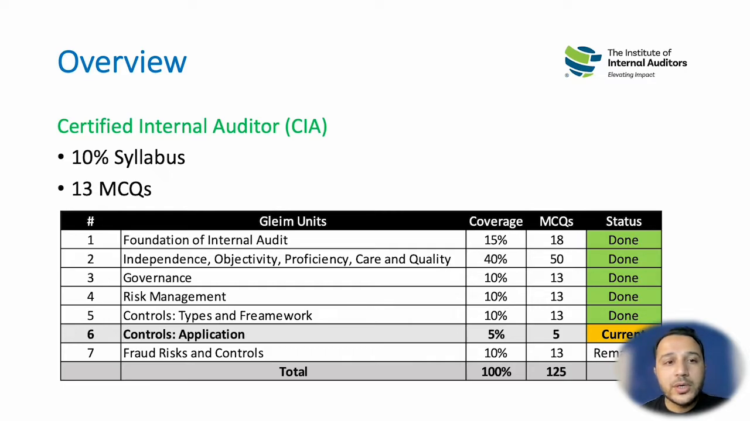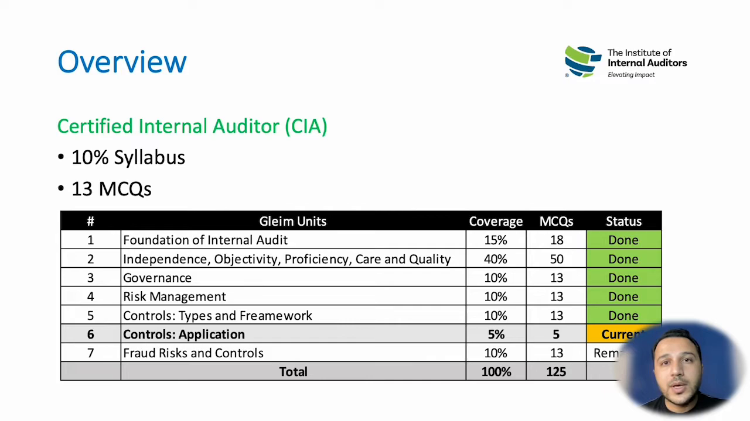Unit 2 is about independence, objectivity, due professional care, and the quality assurance and improvement program. These are some of the key concepts and terminologies that you need to know and be able to distinguish between related terminologies. The third is about governance, mainly corporate governance, which is very important for you to understand, because internal audit in itself is one of the pillars of good corporate governance practice.